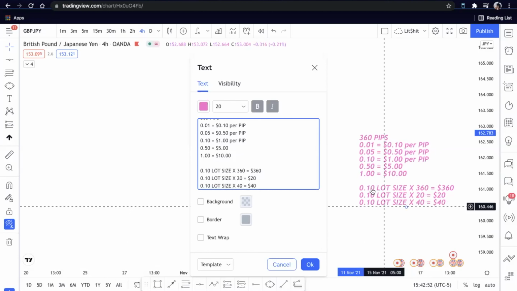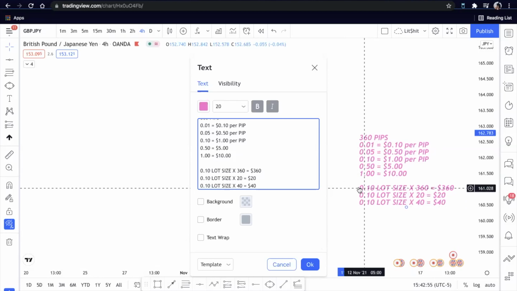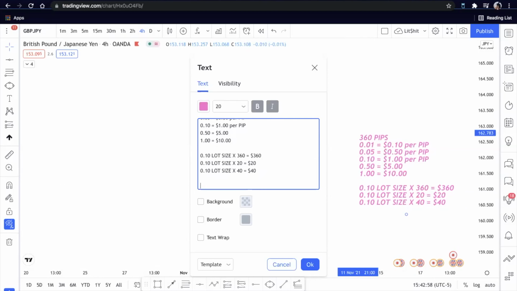Okay, and I just want to show you, this is just like a smaller lot size, but imagine you would have used like a 1.00 lot size, and remember I told you that's $10 per pip. Okay, so a 1.00 lot size times 360 pips, because that's what happened, that drop, that is $3,600. Somebody would have made $3,600. Like, that's major in the investing world.